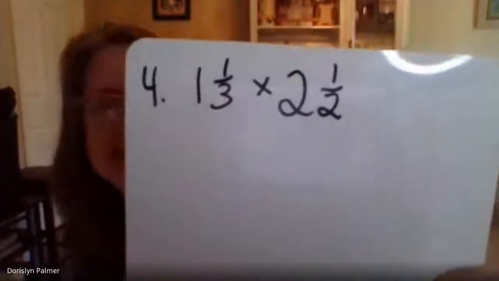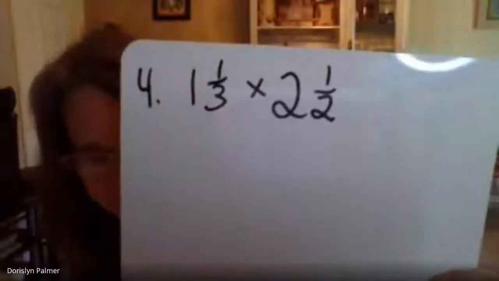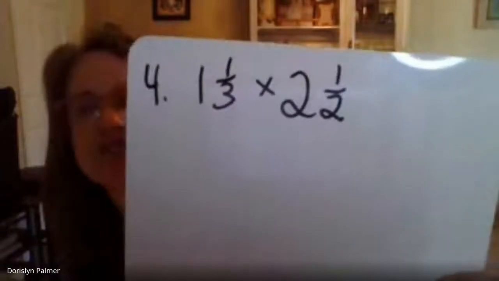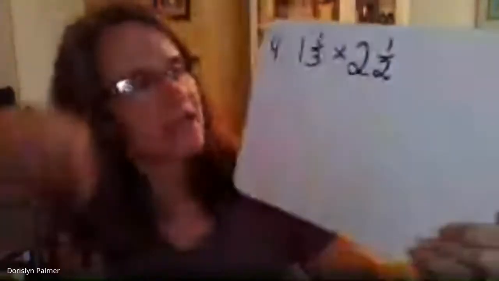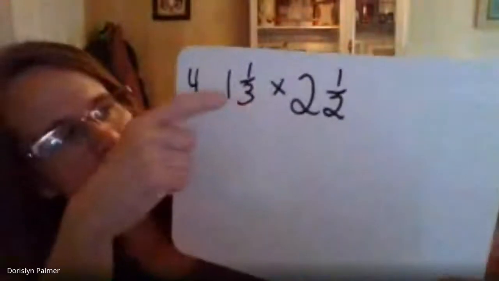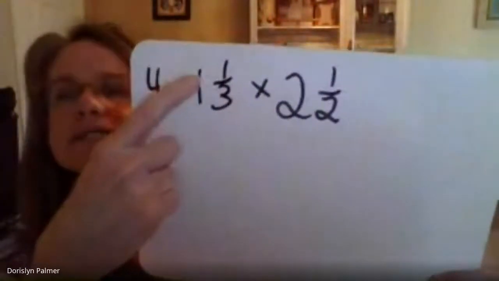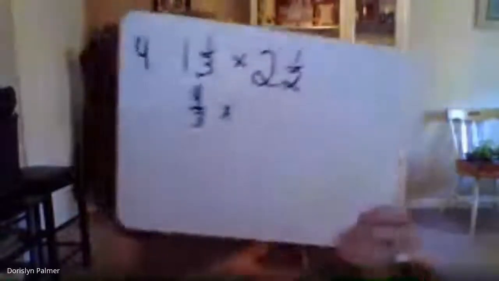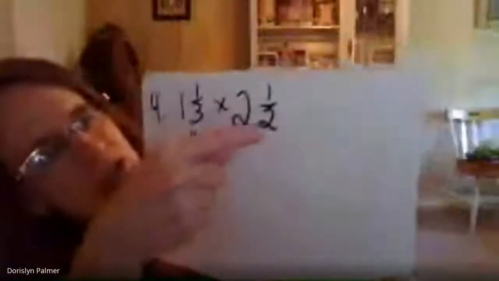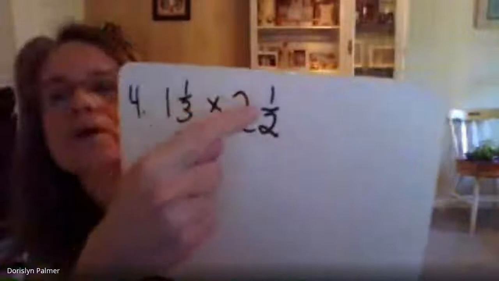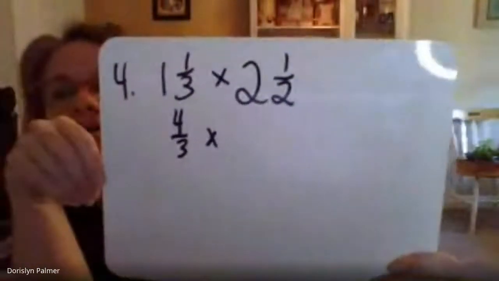Okay. I can't multiply it like this. I have to change it into an improper fraction. I have to do that thing where I say 3 times 1 is 3 plus 1 is 4. This is the same thing as 4/3. So I change it to 4/3. Same thing with 2 1/2. 2 times 2 is 4 plus 1 is 5. So I make the second one 5/2.